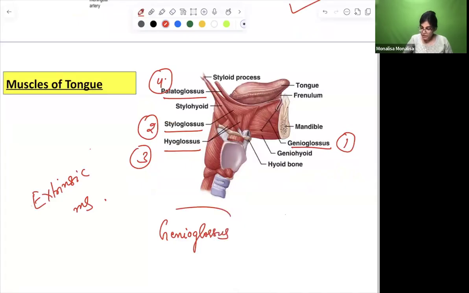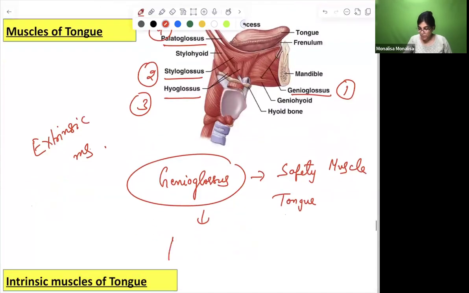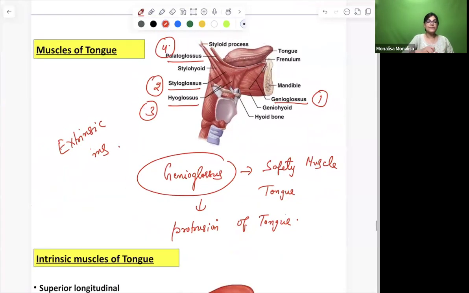All the actions are important, but the most common is the action of the genioglossus muscle. Genioglossus is called the safety muscle of the tongue. Why? Because it is the only muscle which causes protrusion of the tongue. So it prevents the tongue from falling backwards, and hence it is called the safety muscle of the tongue.